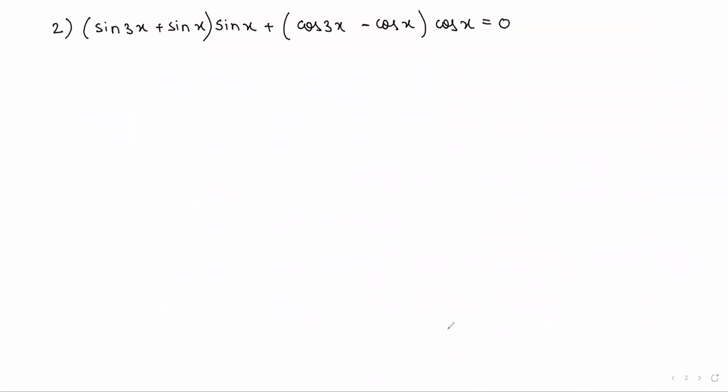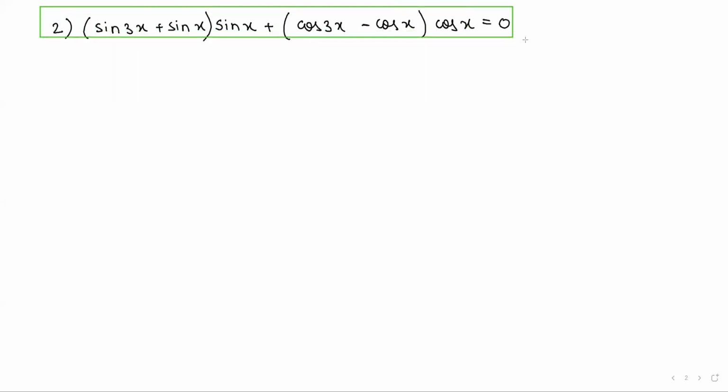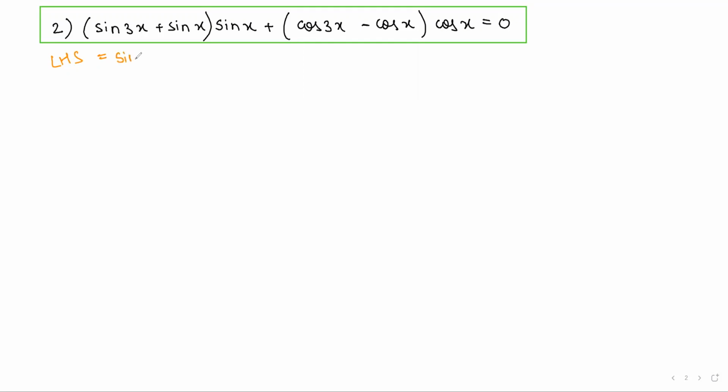Next, sin 3x plus sin x into sin x. So LHS again is given to you and your RHS is equal to 0. LHS is equal to sin 3x plus sin x into sin x plus cos 3x minus cos x into cos x.